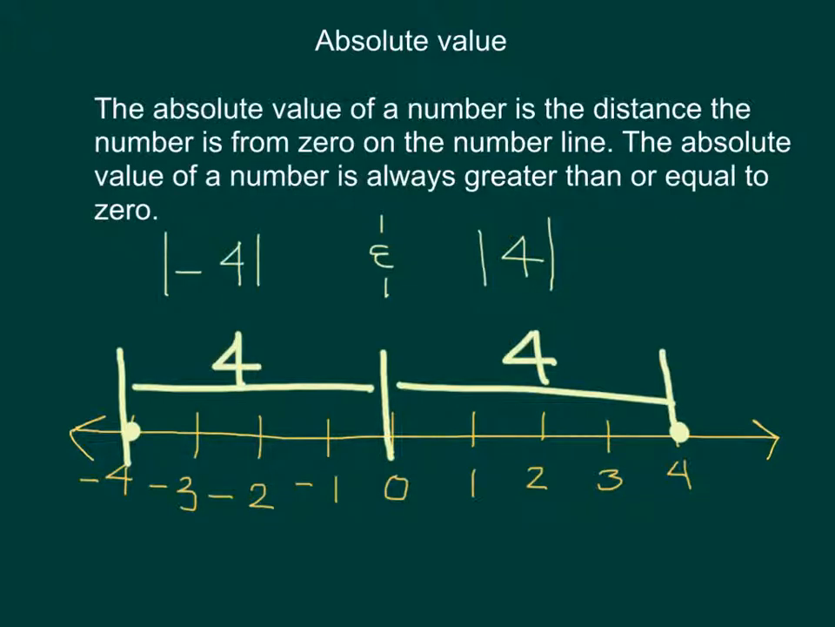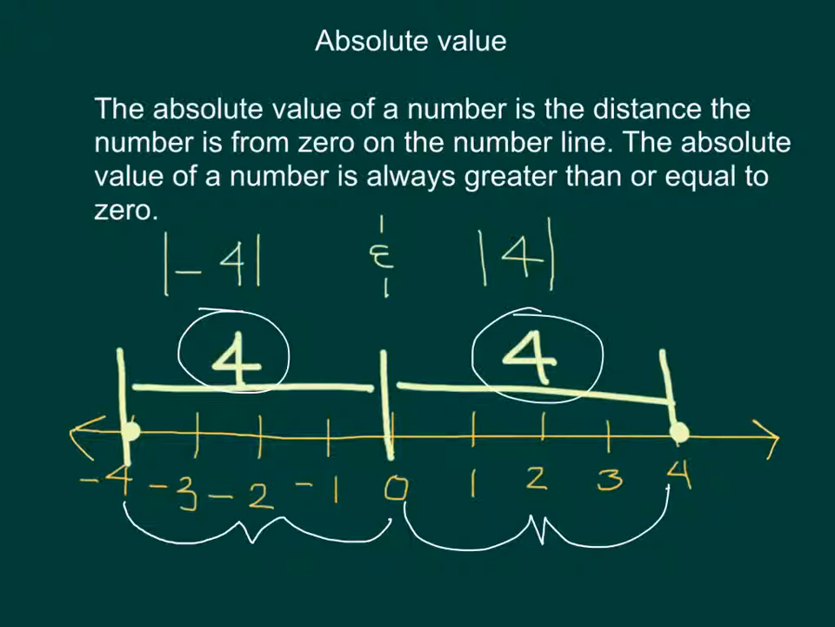The absolute value of a number is the distance the number is from 0 on a number line. The absolute value of a number is always greater than or equal to 0. So for the example of -4, -4 is 4 units away from 0, so the absolute value of -4 is 4. +4 is also 4 units away from 0, so the absolute value of +4 is 4.